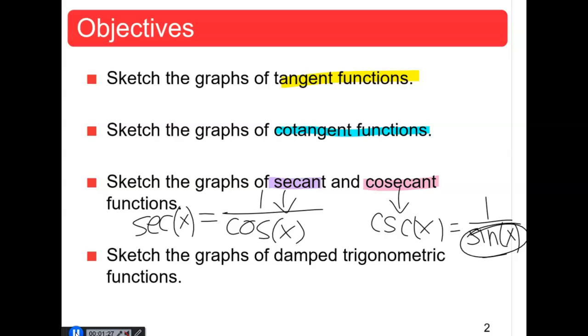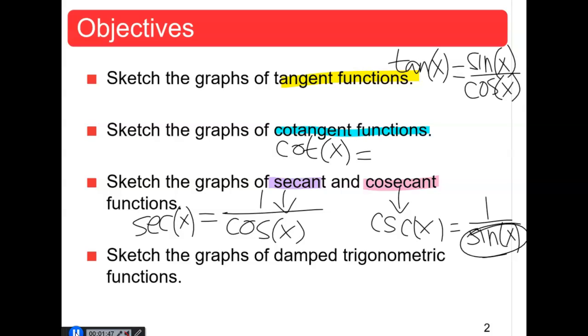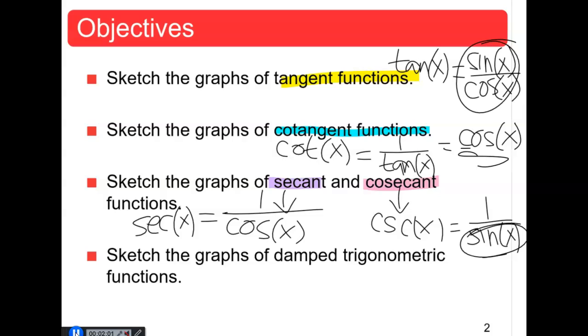And just to remind you of the quotient identities, we have that tangent is equal to the quotient, or the ratio, between sine and cosine, and cotangent happens to be the reciprocal of tangent, or we could also say the reciprocal of the quotient identity for tangent. So that would be cosine x over sine x.